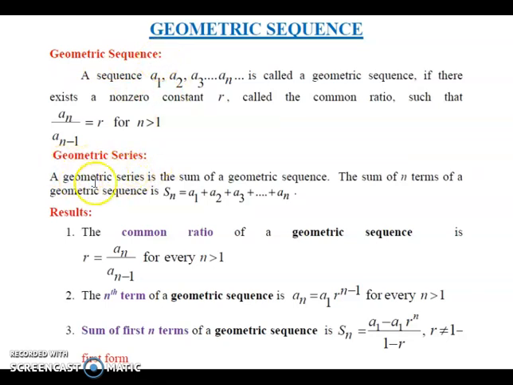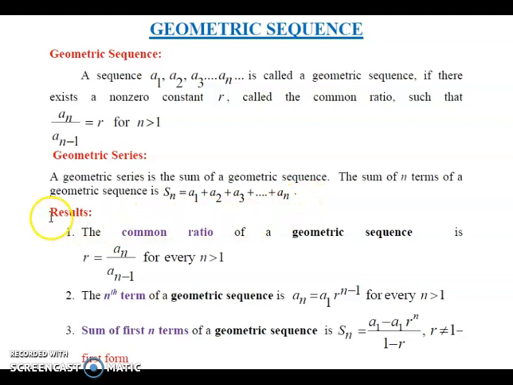Geometric series. A geometric series is the sum of a geometric sequence. The sum of n terms of a geometric sequence is Sn is equal to a1 plus a2 plus a3 and so on plus an.